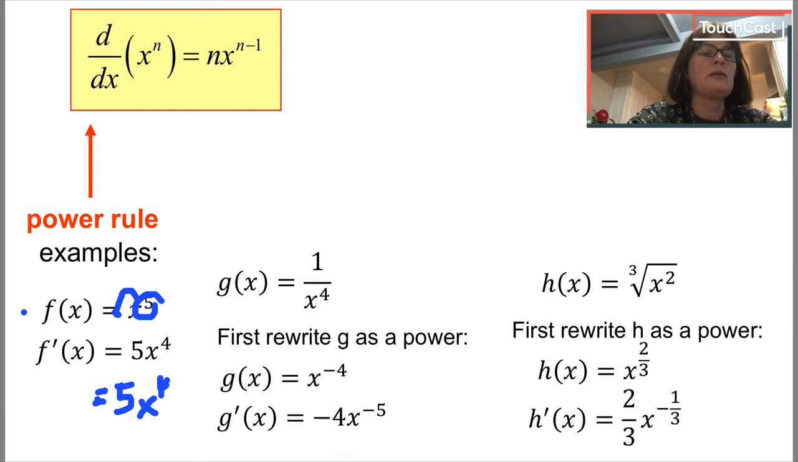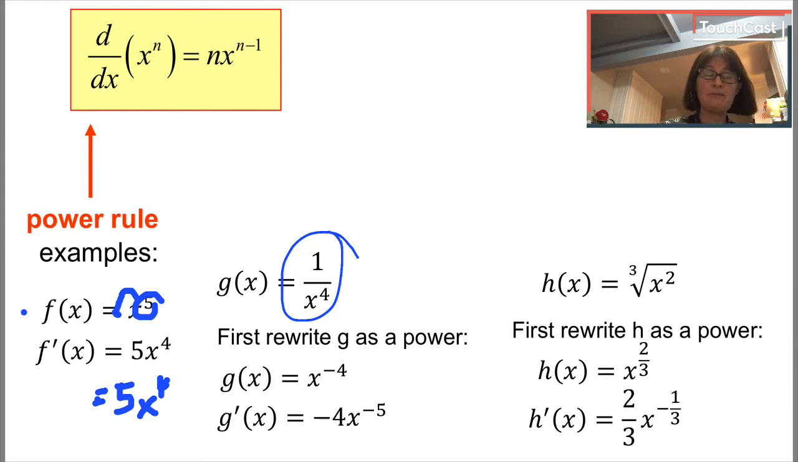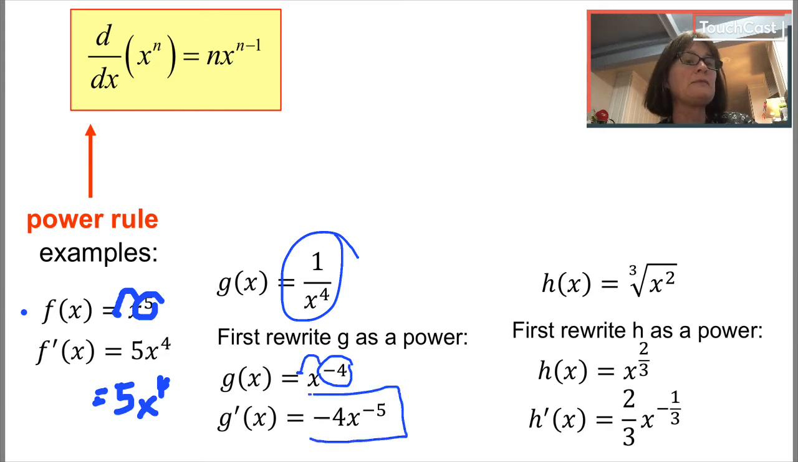I can use the power rule to take the derivative of 1 over x to the fourth, even though we don't know anything about taking derivatives of fractions yet. If I can think about this as x to the negative 4th power, now I've written my function g as x raised to an exponent, and I can use the power rule. The negative 4 comes down to the front to multiply, and my new exponent is 1 less.